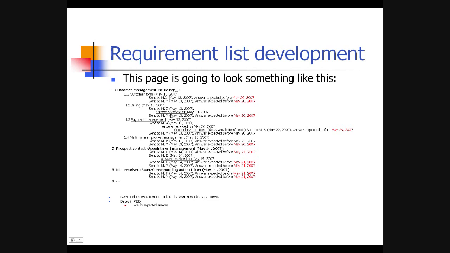You can see that here this one was sent to Mr. Z on May 13 and received on May 18, so there's no more expected answer. In that case you have an answer received on May 20, and then this answer made you ask secondary questions about delay and letters text, by example, and you send it to Mr. A again, the same guy, on May 22, once you had the time to study the answer.